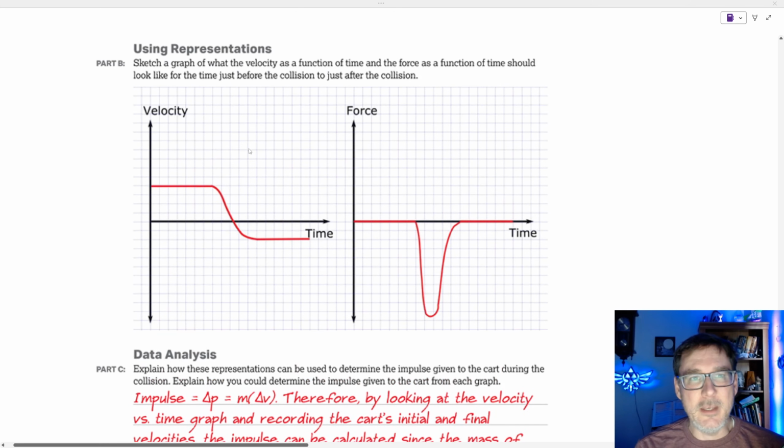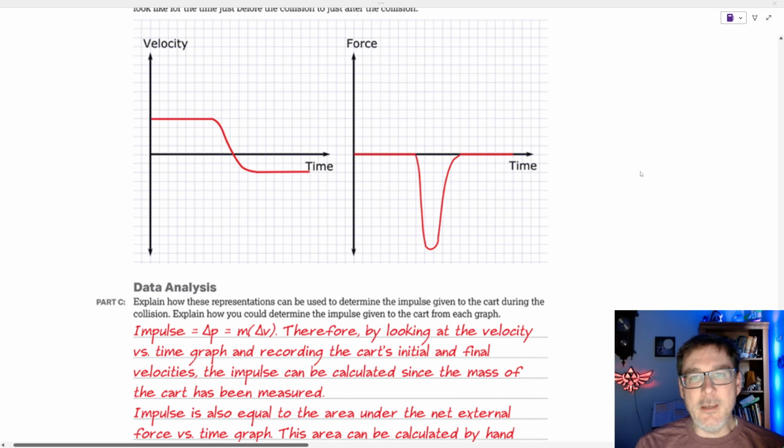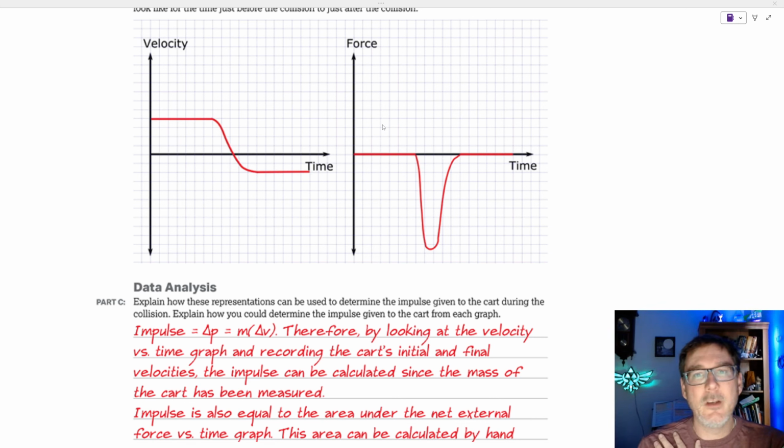The carts in this case bounced, and so you want to indicate that it's going in one direction, there was a collision, and it bounced into the other direction. The force diagram over time, we didn't look into those that much, but we've seen them before. This is qualitative. There's no numbers on these graphs.